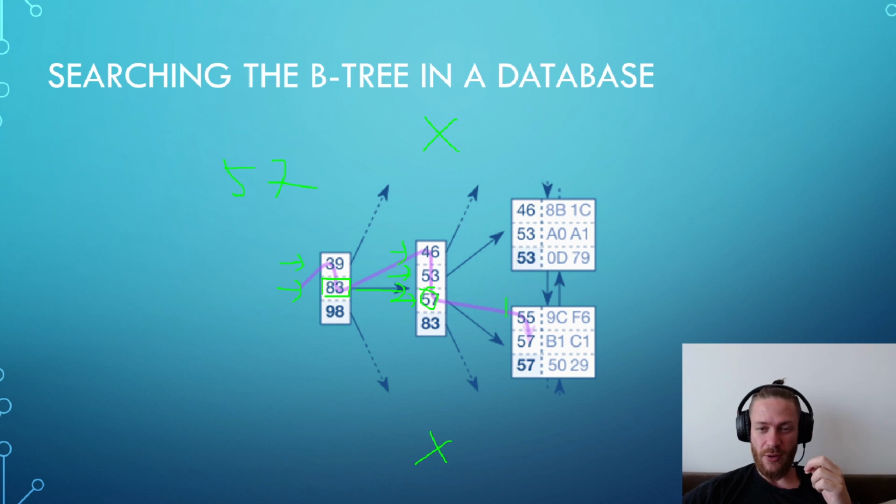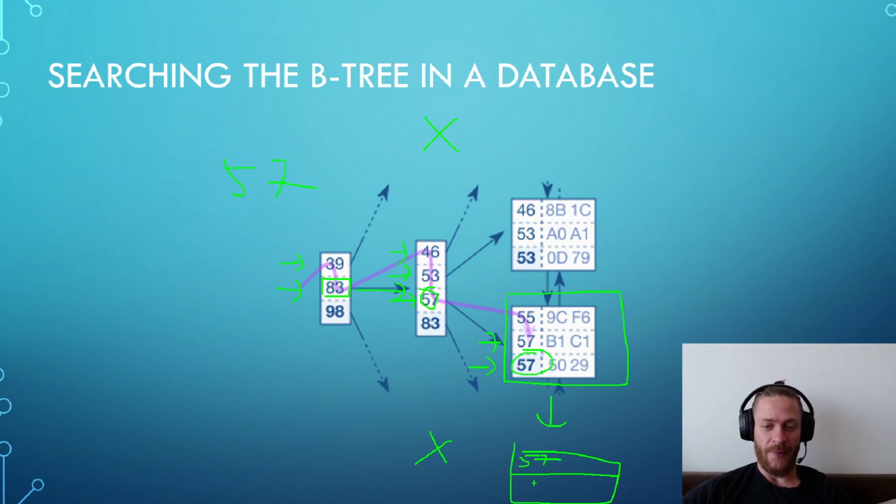So I'm going to look in this node. And apparently, because 57 is the biggest value here, it will need to check the next node in the linked list too, because the first value may be 57 too.